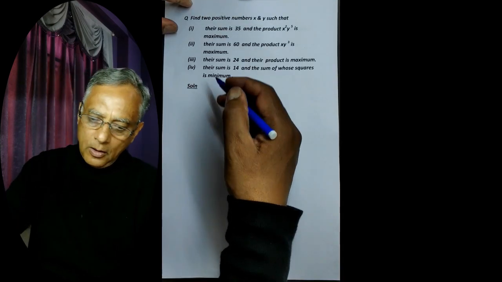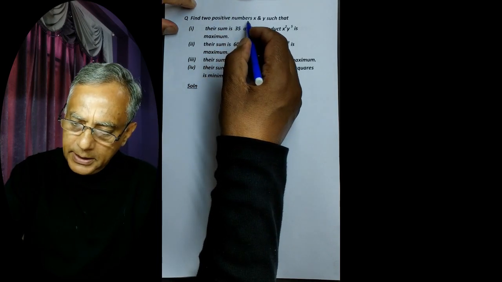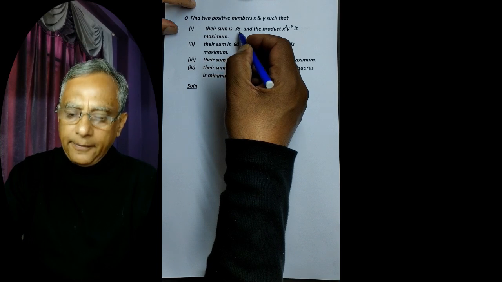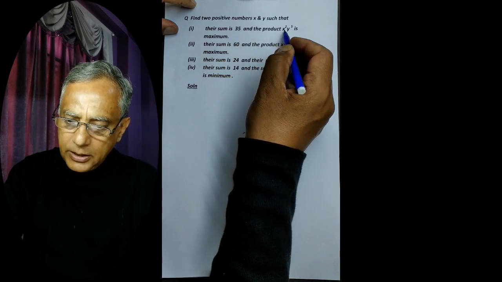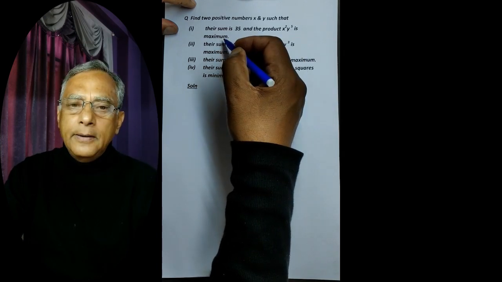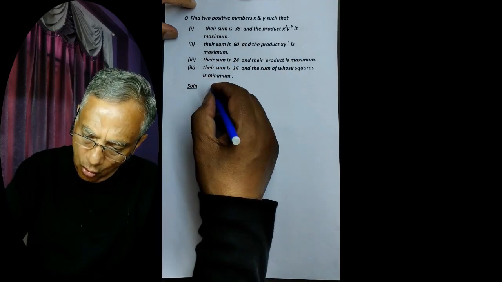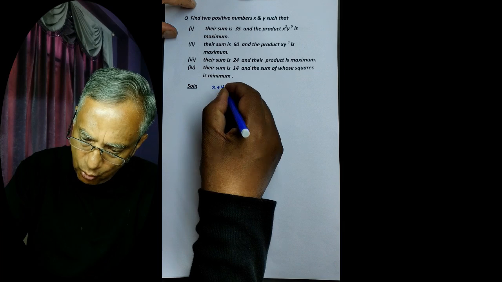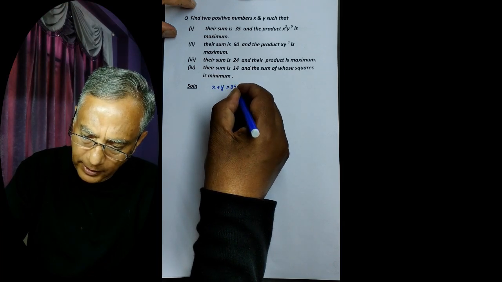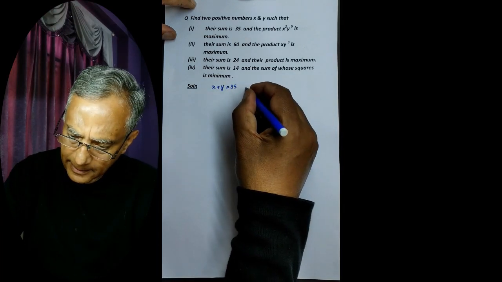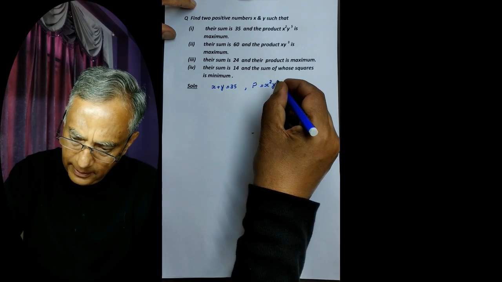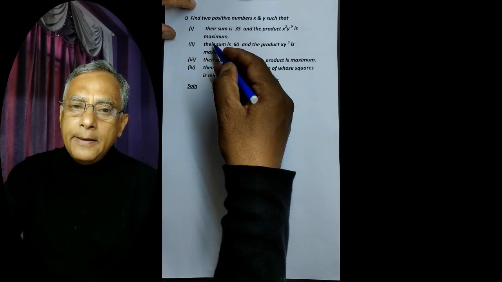Next is: find two positive numbers x and y such that their sum is 35 and the product x square y to the power 5 is maximum. So the sum of the two numbers x plus y is 35 and the product p equal to x square y to the power 5 has to be maximized.